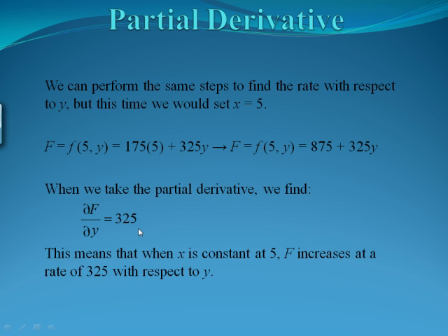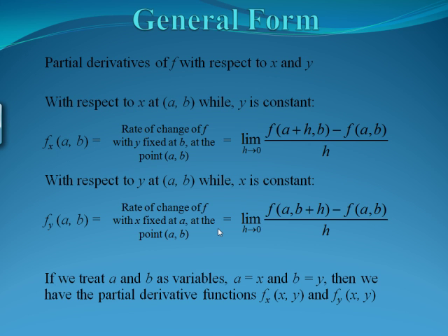This means that when x is a constant at 5, f increases at a rate of 325 with respect to y. Now, we'll do a lot more of these partial derivative calculations in the next section, but this is a general idea of what's going to be going on when we start to look at how these functions work.